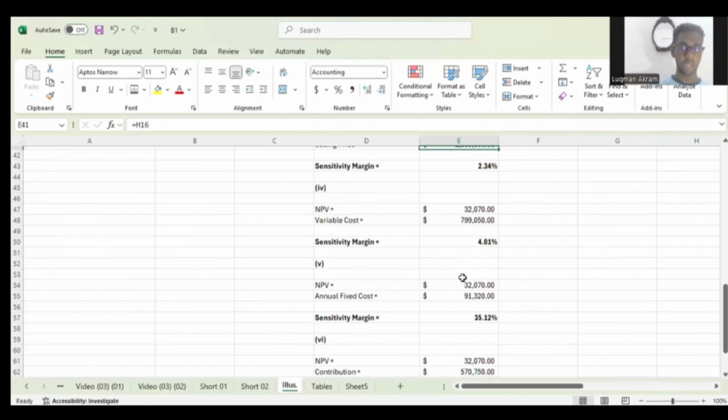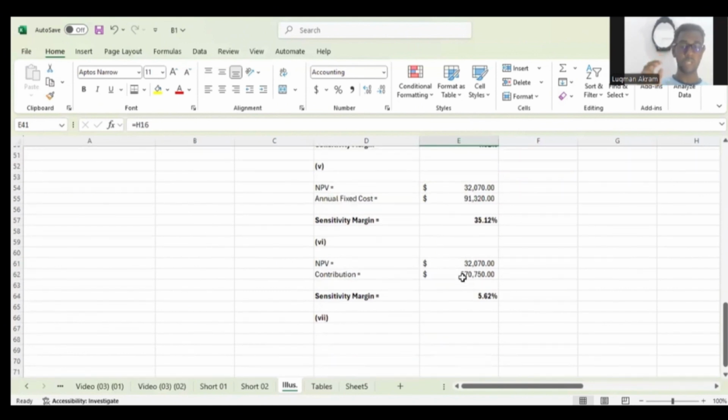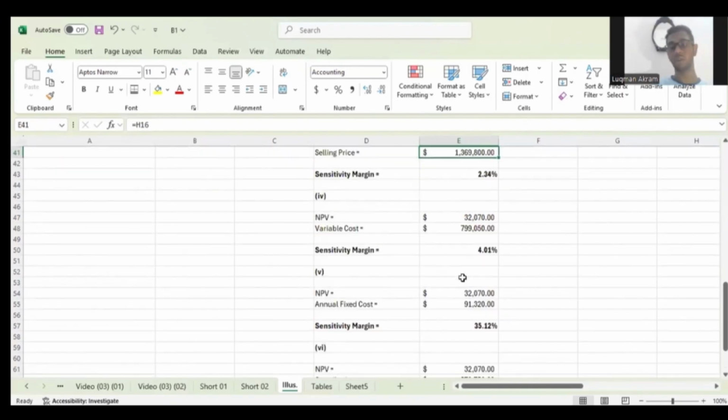Annual fixed cost, the same cash outflow. No? If the cash outflow increases, the NPV would become 0. Contribution, if the total contribution decreases by 5.62%, the NPV would become 0. So I hope you guys understood that. Now we can move on to cost of capital.